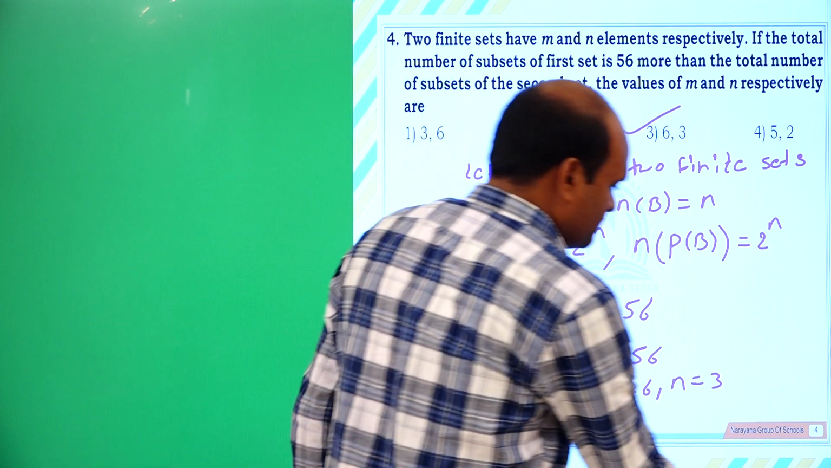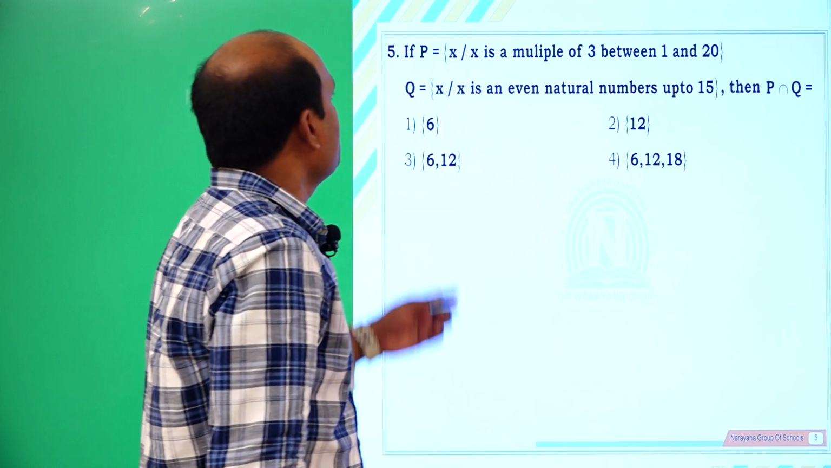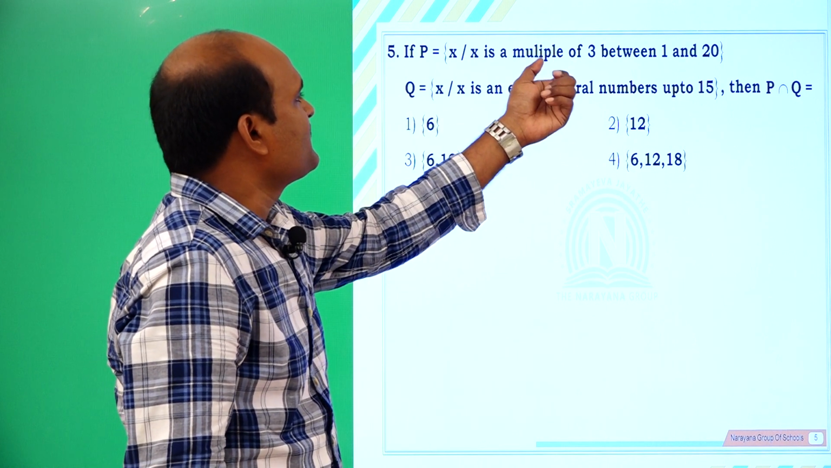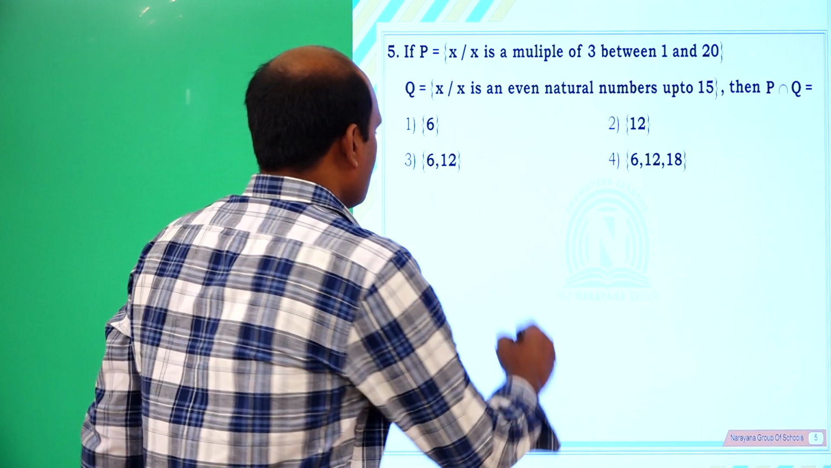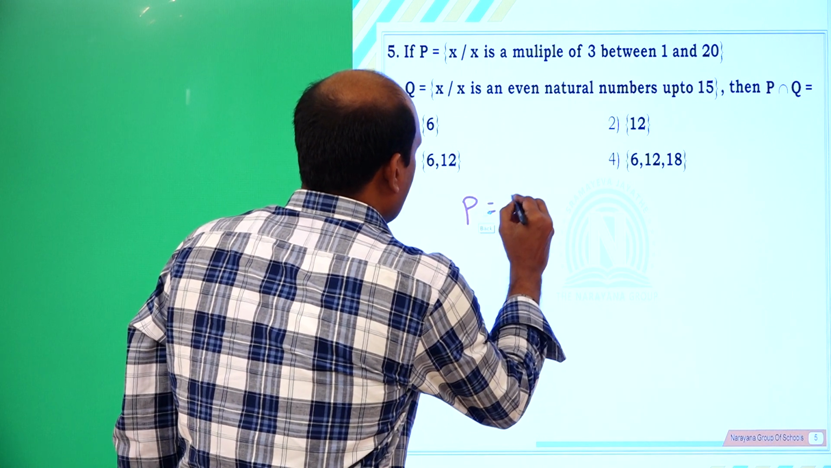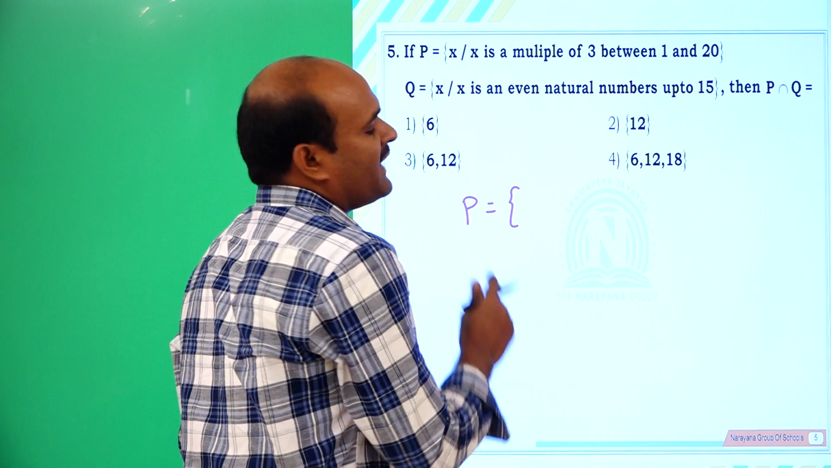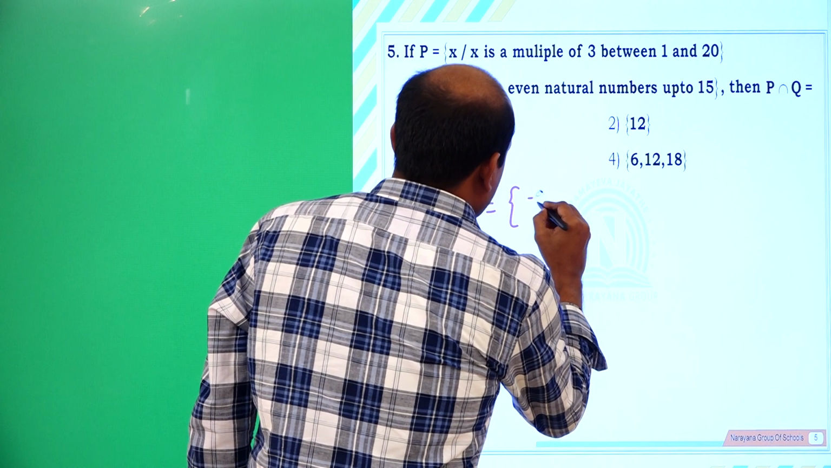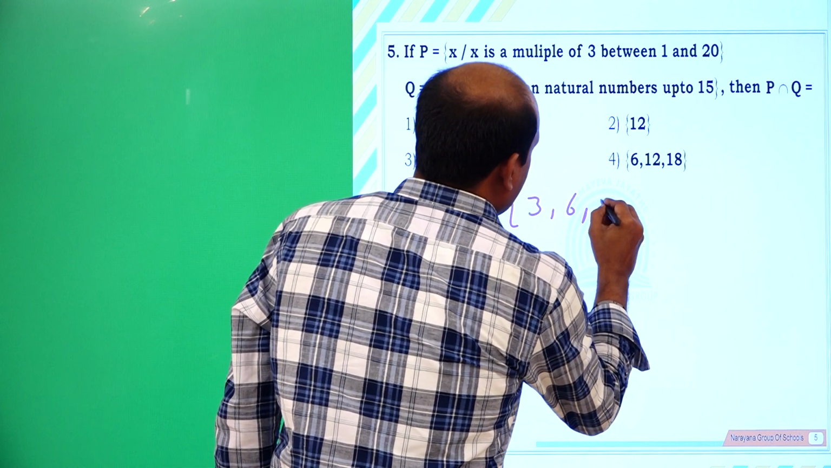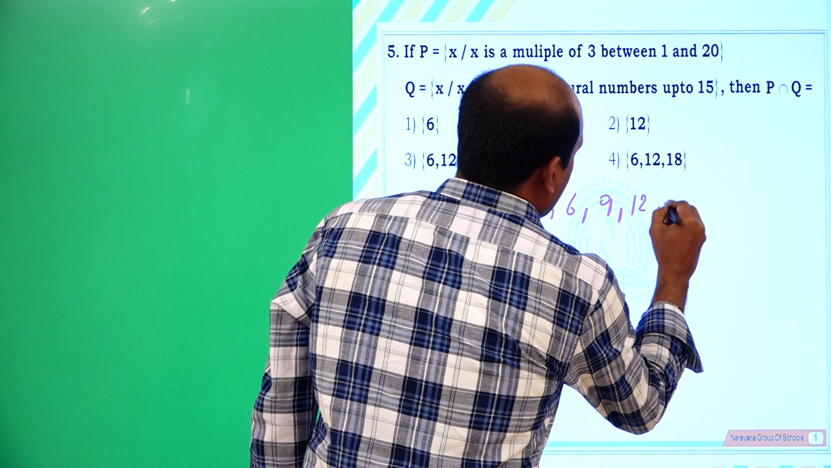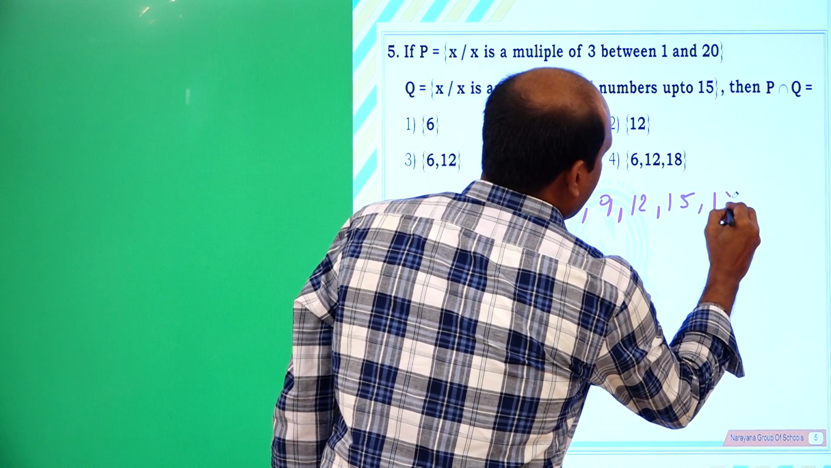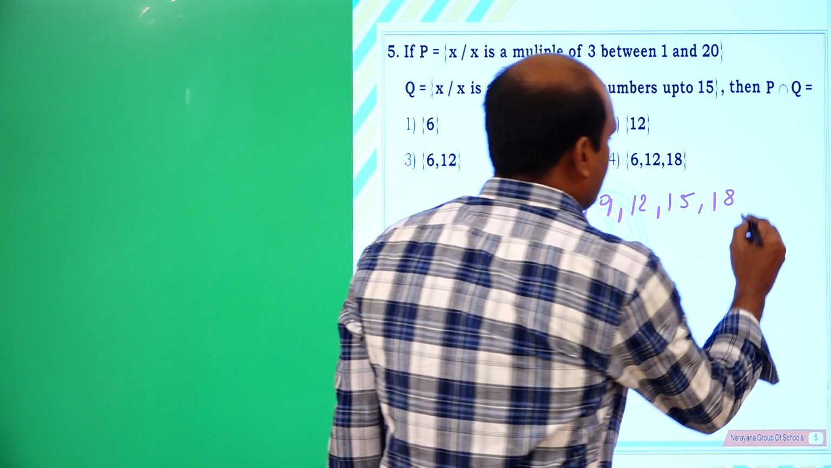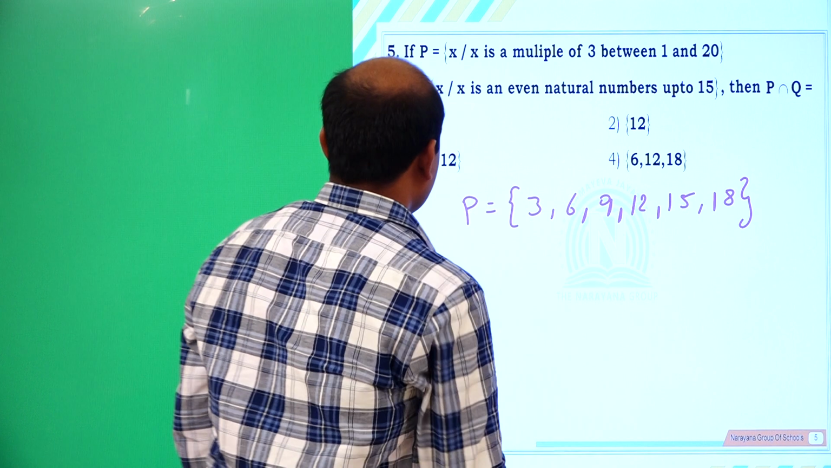Coming to the next problem. If P is equal to x such that x is a multiple of 3 between 1 and 20. So P is equal to the multiples of 3 that lie between 1 and 20. That is 3, 6, 9, 12, 15, 18; the next one is 21, but the given condition is between 1 and 20. This is set P.